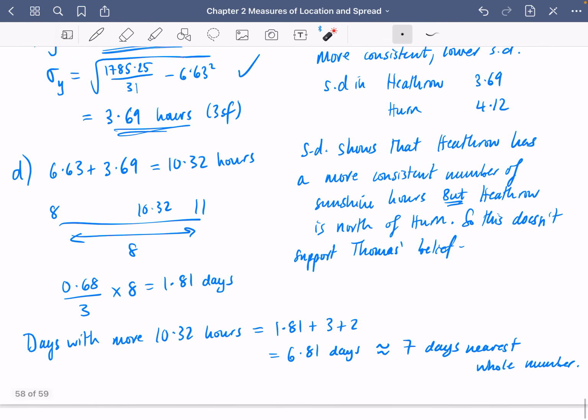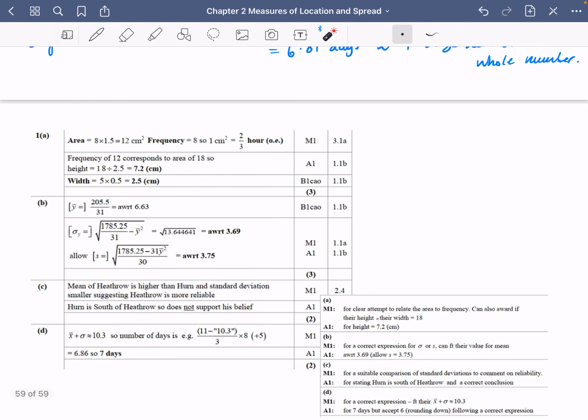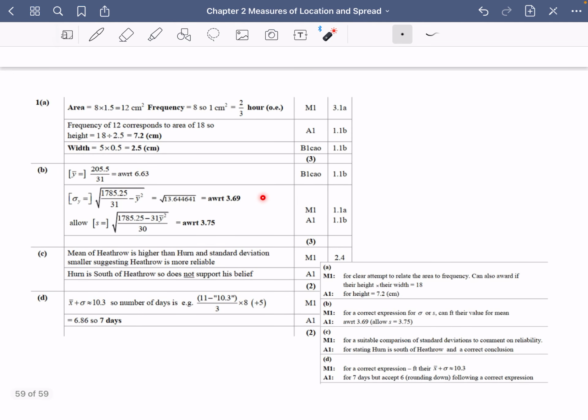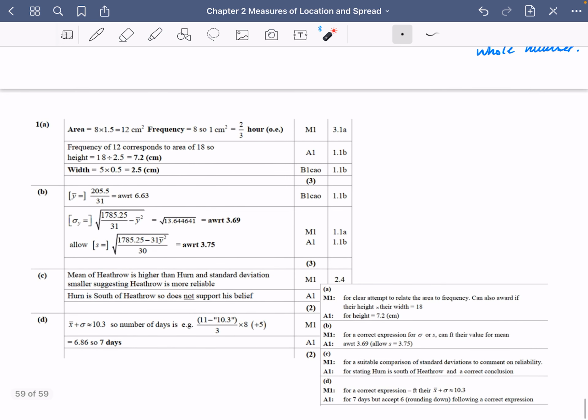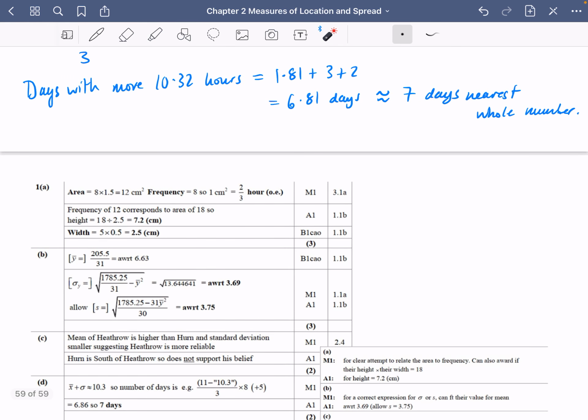Okay, let's check our answers here. So we got the 6.63, the 3.69. The mean of Heathrow is higher than Herne, and the standard deviation is smaller, suggesting that Heathrow is more reliable. We don't need to worry about the bit about the mean. It's just about talking about the standard deviations. Don't know why they're talking about the mean. And then we've got 6.86, so 7 days. They did it with 10.3, I did it with 10.32, but we do get that bit of 7 days.